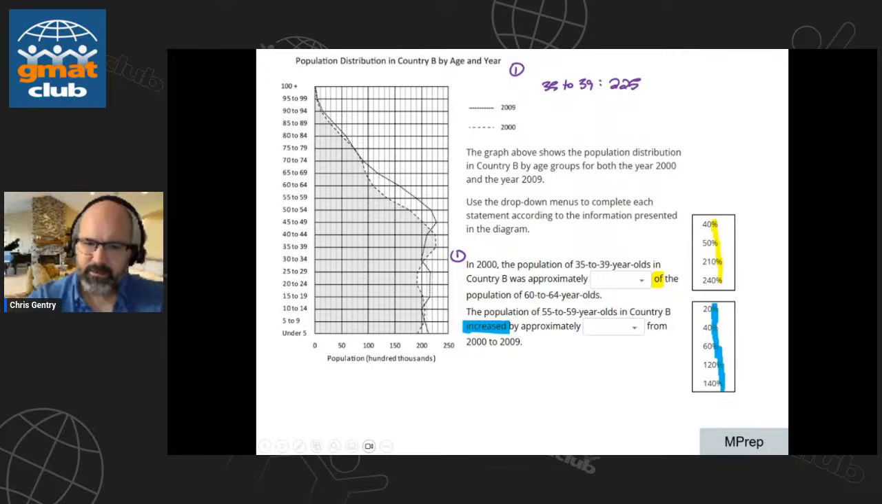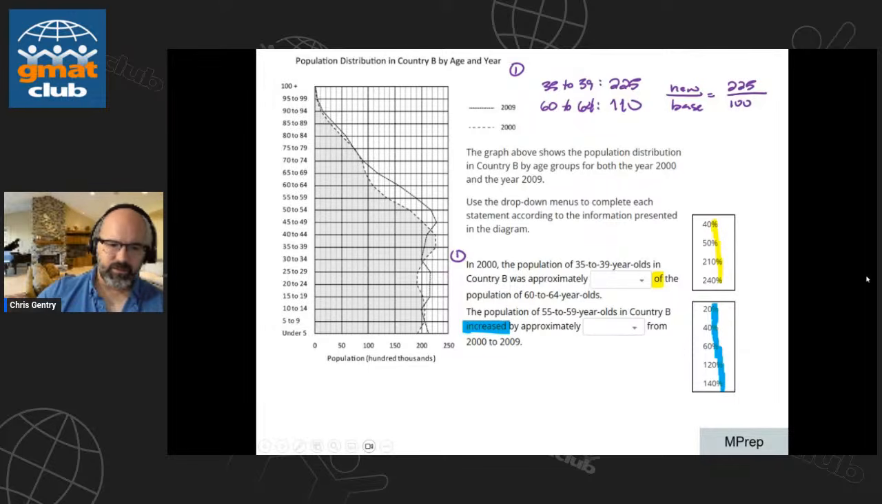Whereas my 60 to 64-year-olds, if I'm looking at 2000 for 60 to 64, that appears to be right around 110. And so this idea of percent of is going to be much more direct: your new number divided by your base value. So in this case, my new number divided by my base, that should be 110.